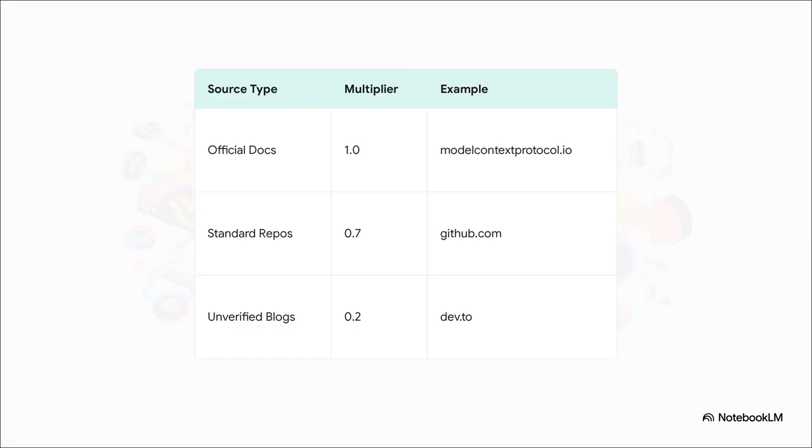Now, what's really interesting here is that not all fresh data is treated equally. The authority score lets you configure trust multipliers. So official documentation gets a perfect 1.0 trust multiplier. Standard repositories like GitHub, they get 0.7. But unverified blogs on dev.to or Medium, those drop way down to 0.2. What this means in practice is that a post-cutoff authoritative source will always drastically outrank a content farm. It guarantees the model is learning from the actual official specs.